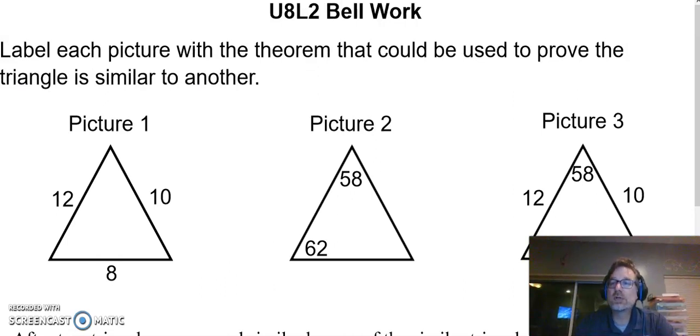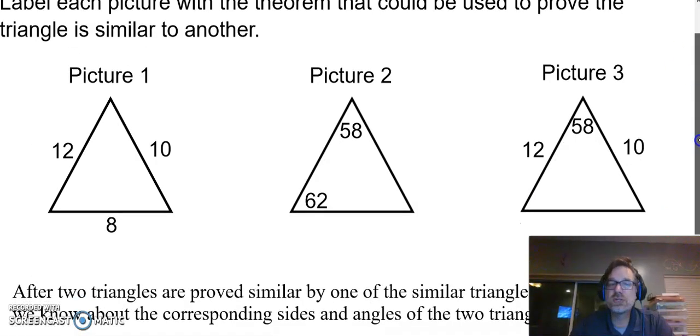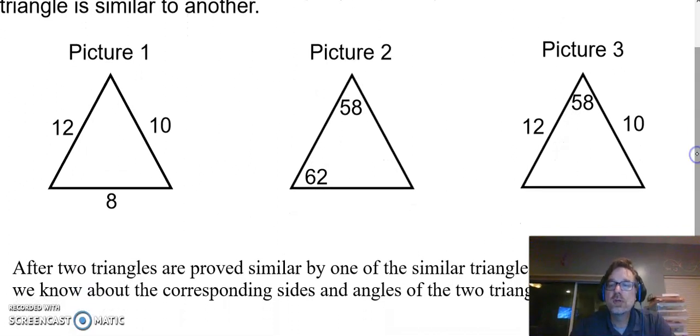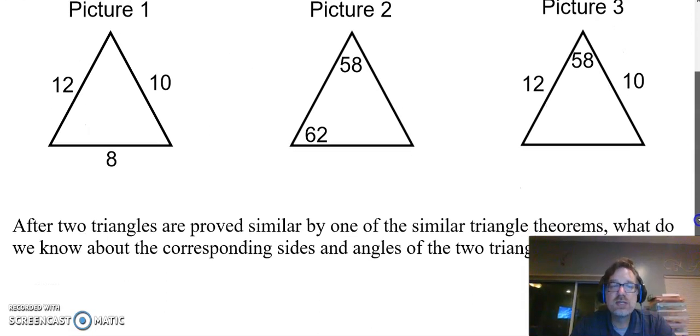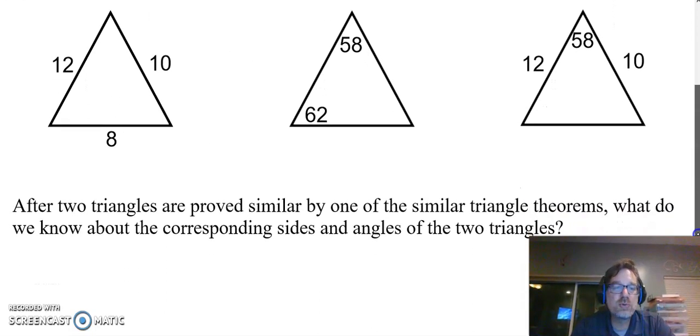For your bell work, in these pictures, you are going to determine whether they are showing you a similarity theorem. Are they showing you angle, angle, side, side, side, or side, angle, side? Remember, you're just going to look at the location for this because there's no second triangle to compare it to. So just look at the location of these triangles and determine which theorem it would be.